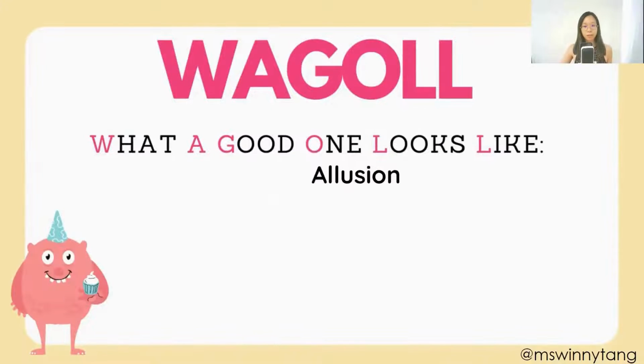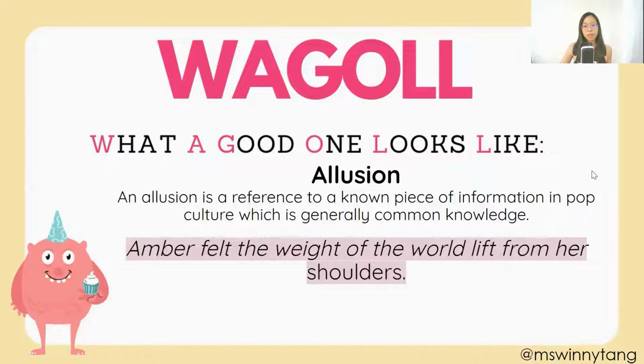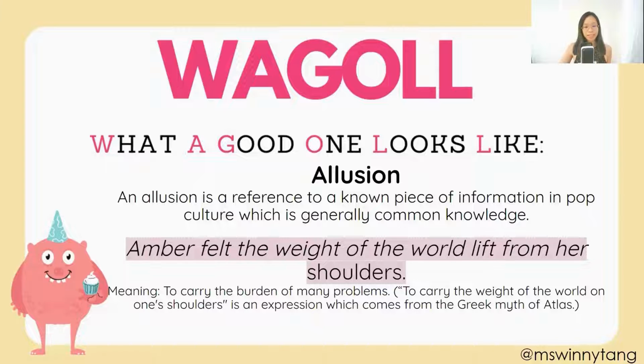You can have allusion in your narrative as well. An allusion is a reference to a known piece of information in pop culture, and it's generally common knowledge, so a lot of people will know about this. Amber felt the weight of the world lift from her shoulders. The meaning behind this is the weight of the world is to carry the burden of many problems. And this is actually an expression that comes from the Greek myth of Atlas.